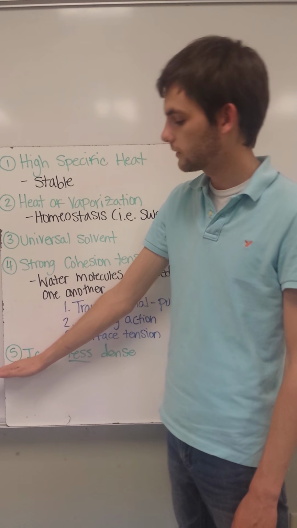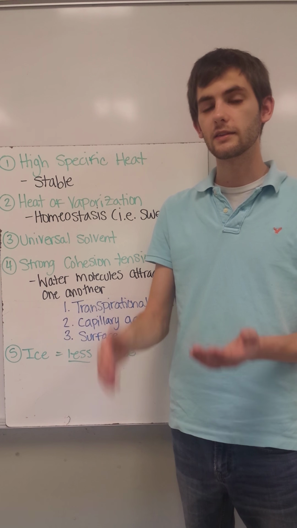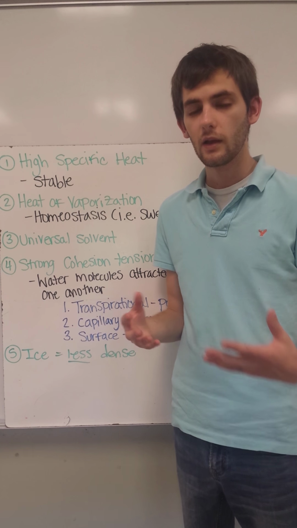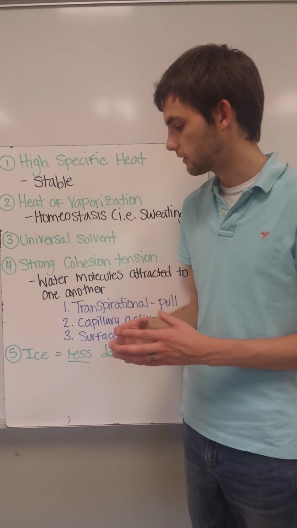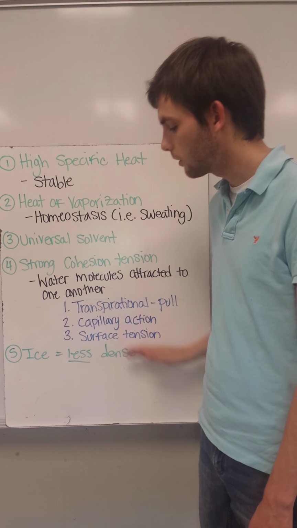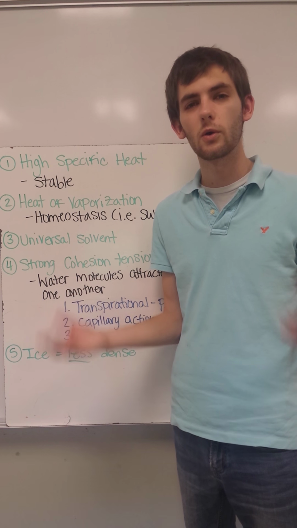And the fifth example is ice is less dense. This is really important because ice will float, which means that during winter months, water ecosystems can maintain their populations. Ice will also act as an insulator, so provide nutrients for an ongoing season.